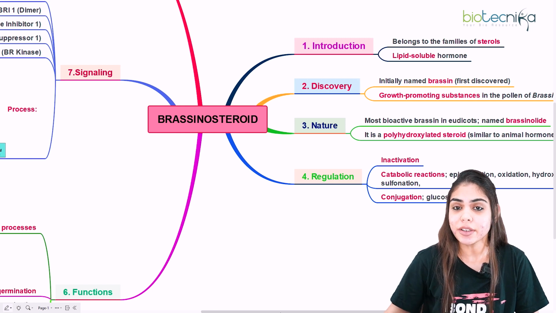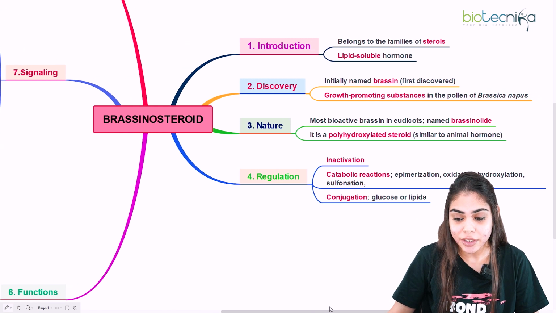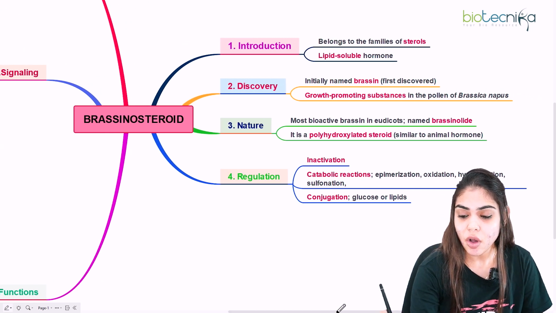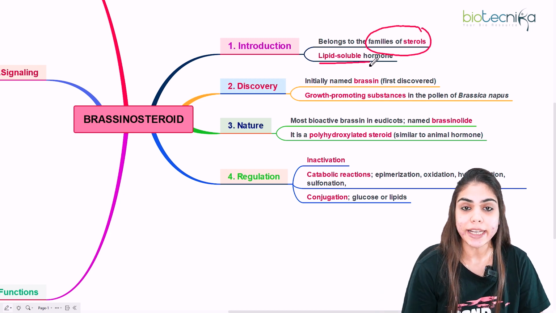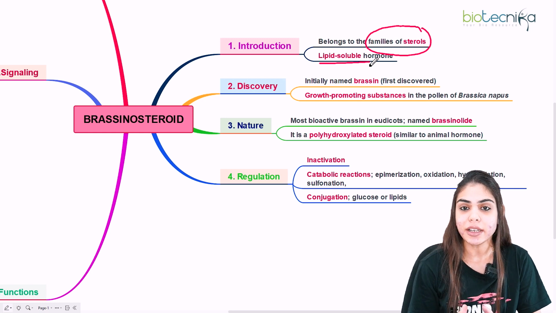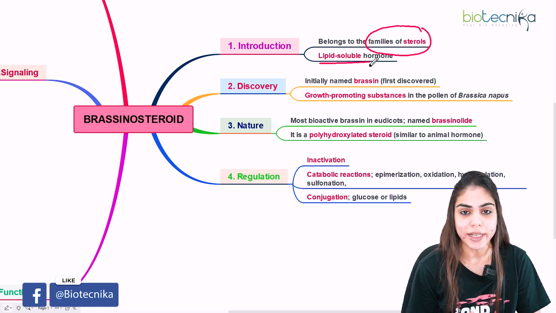So coming to the introduction of this Brassinosteroid Phytohormone, this phytohormone belongs to the family of sterol, which is lipid soluble in nature. Because you all know that sterol is a structure which contains many benzene rings, or you can say cyclic rings, that are soluble in lipid solvent, and hence brassinosteroid is lipid soluble in nature.